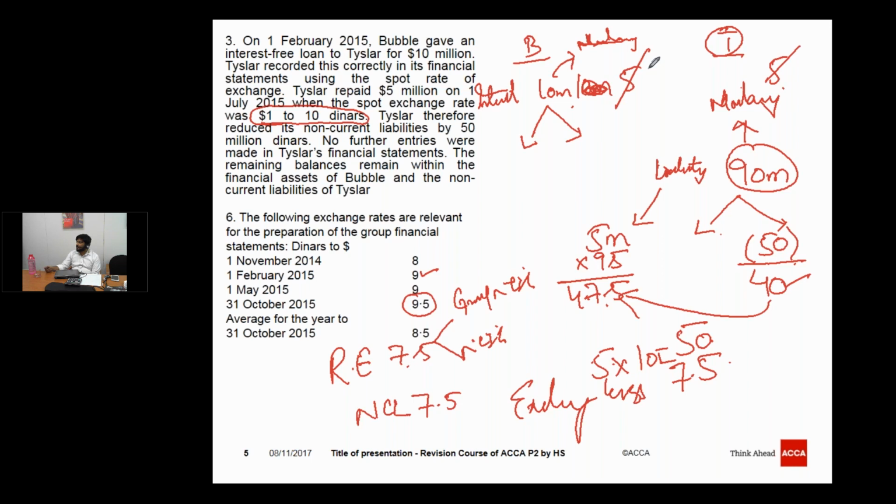So first of all, you have to restate your liability, and then this amount will be adjusted and cancel out with each other.